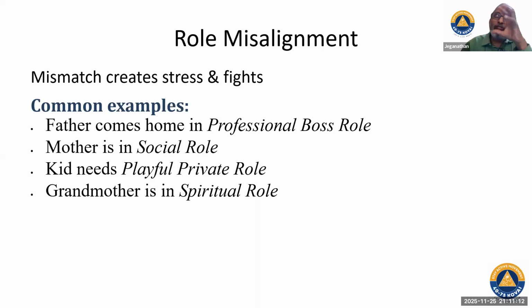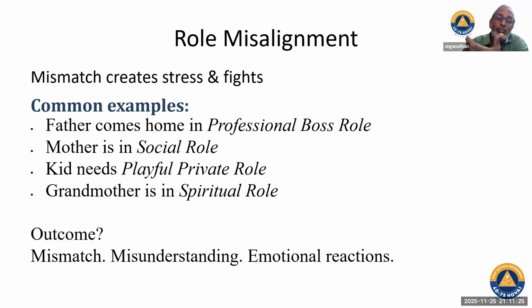Just imagine this family where there are four people and the four of them are in different roles: the professional role, the social role, the private role, and the spiritual role, which we had seen in the previous slide. The outcome, simple. There's total mismatch, misunderstanding, and emotional reactions start flaring up because all the four people in the family are not in the same role and each one is in a different role.